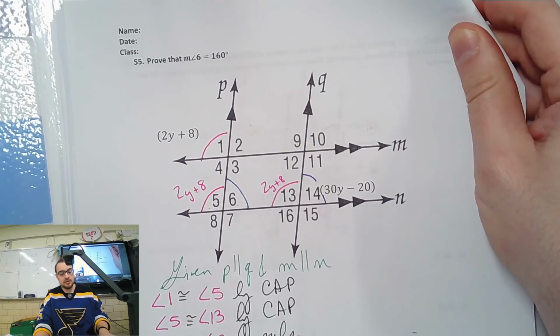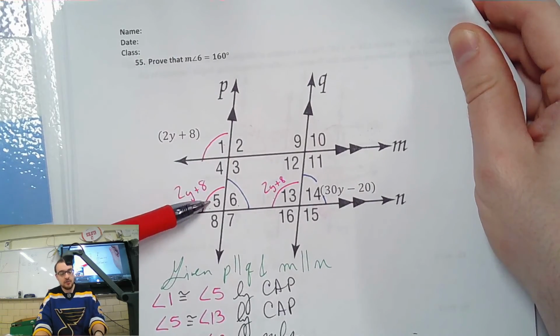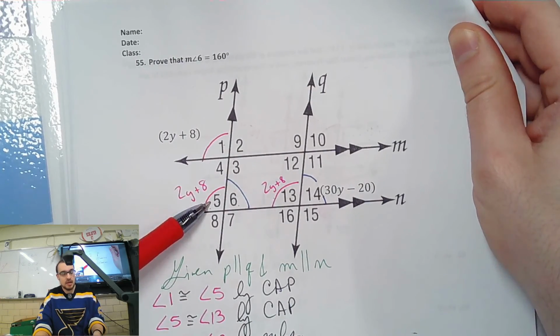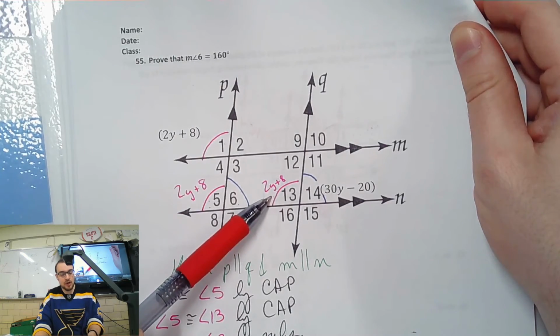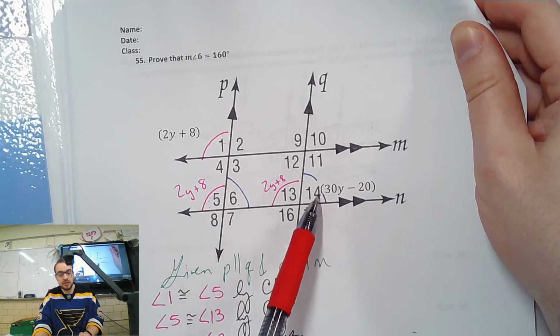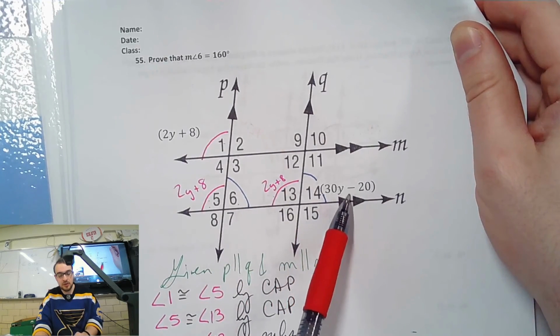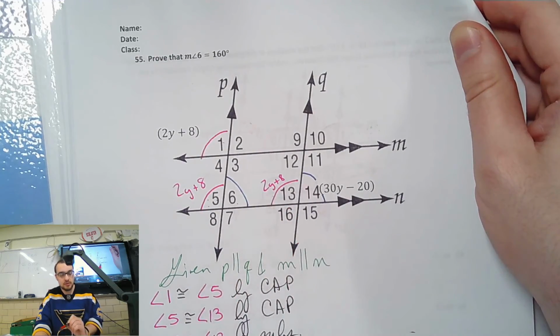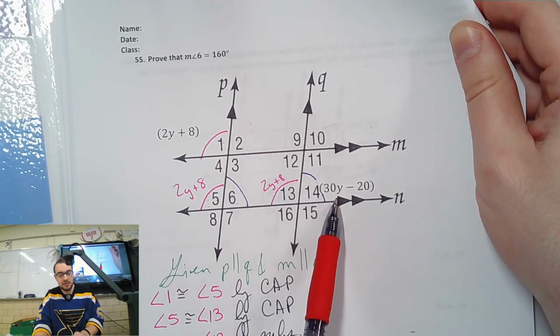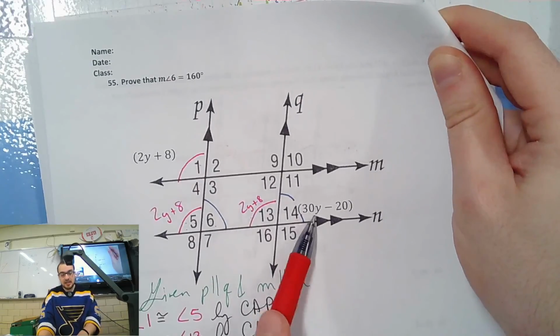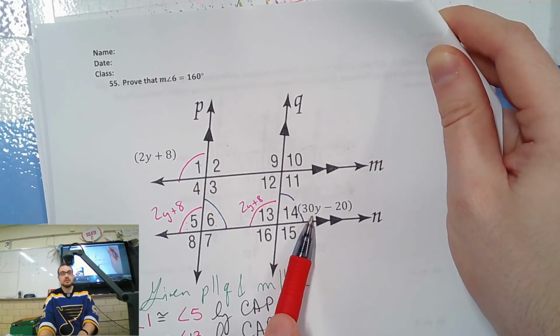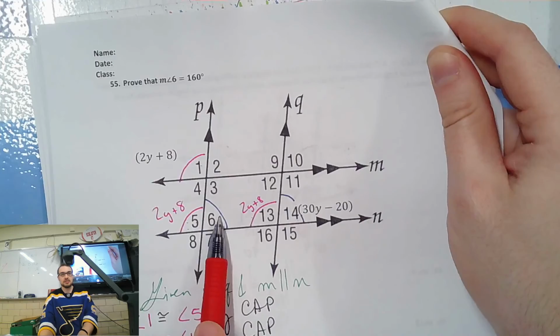Here's the idea. I know angle 1 and angle 5 are the same by CAP. I know 5 and 13 are the same by CAP. So by substitution, angle 13 must be 2y plus 8. I know 13 and 14 are supplementary by linear pair, which means 2y plus 8 plus 30y minus 20 should add up to 180. I do math and solve for y. It's 6. Then I plug that in, and I get that angle 14 is going to be 160. By CAP, 6 is 160.